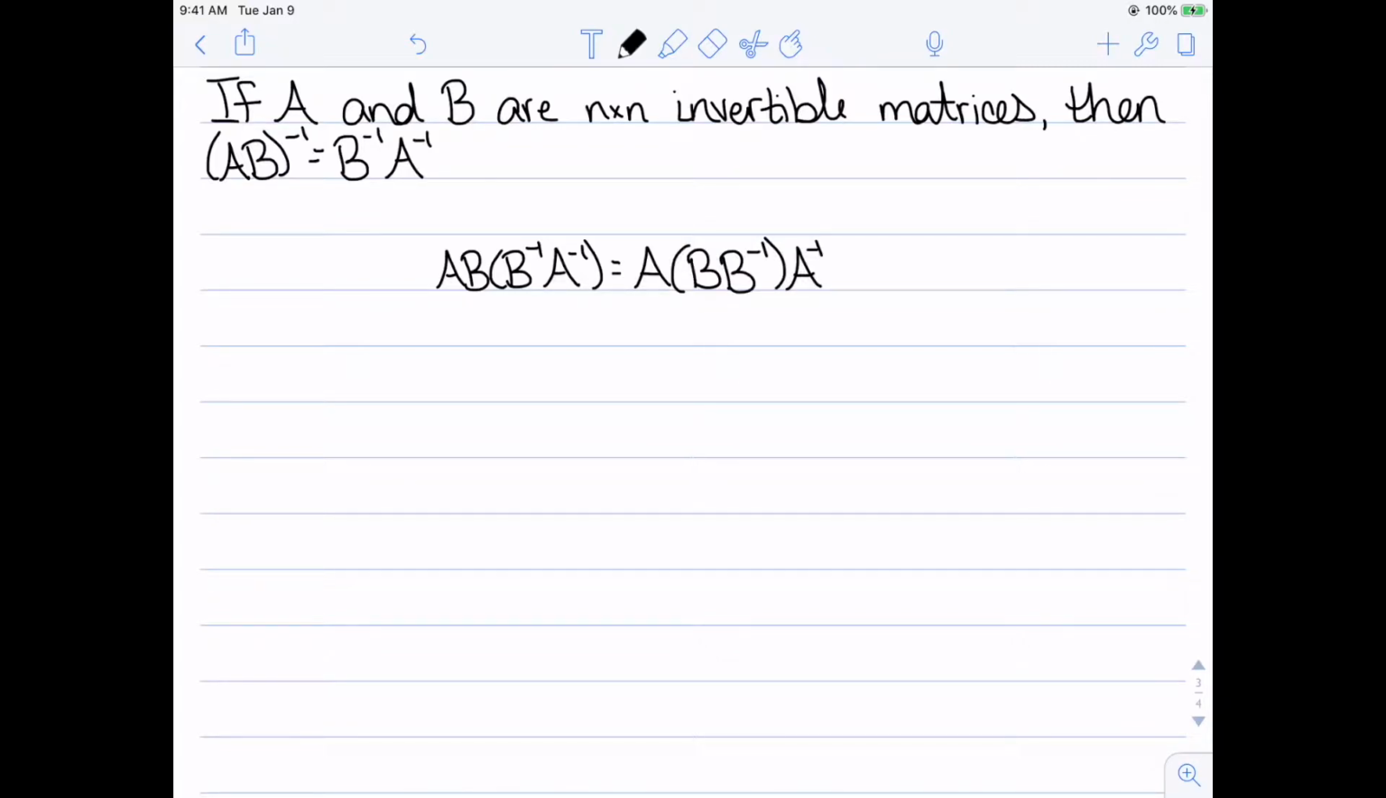Using the associative property of multiplication, I can regroup this to be A times B B inverse times A inverse. B times B inverse is just the identity. And multiplying by the identity doesn't change anything, so now I have A A inverse, which once again simplifies to the identity. And that's enough. I multiply AB by the thing that I want to be its inverse and get the identity. Therefore, it must be the inverse.